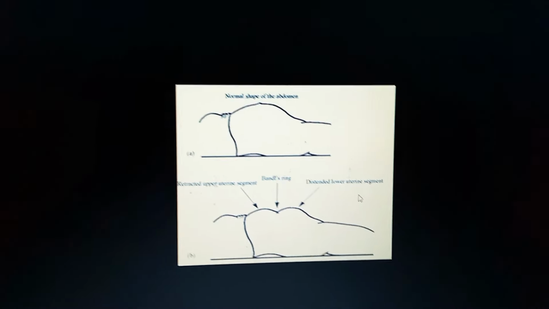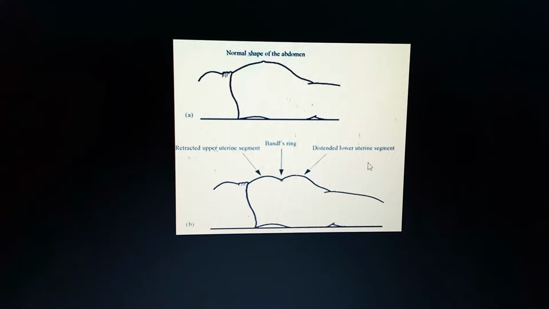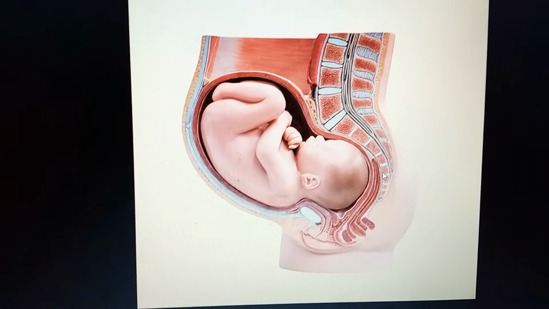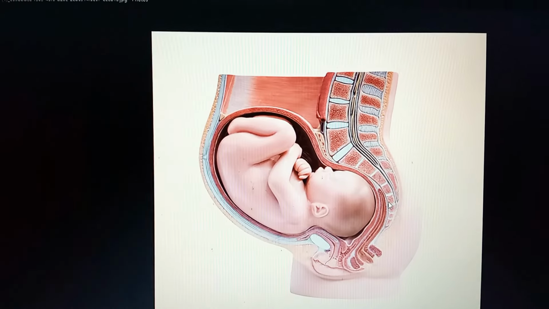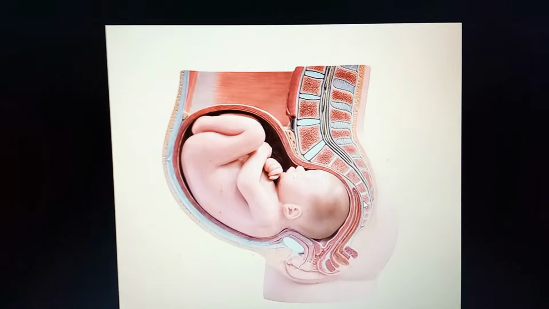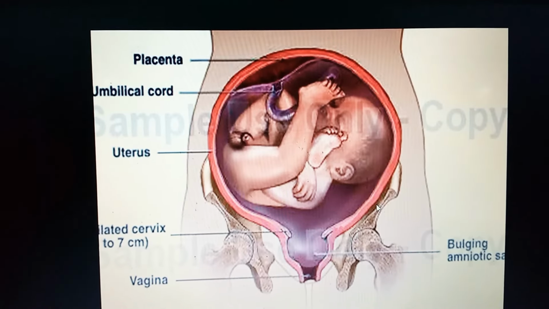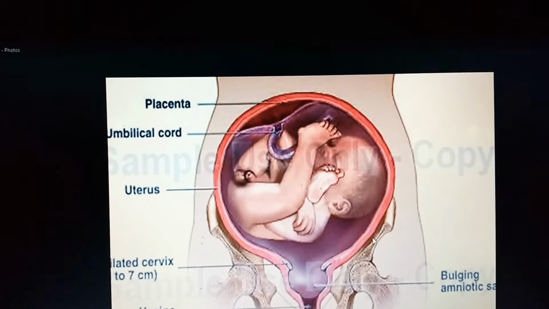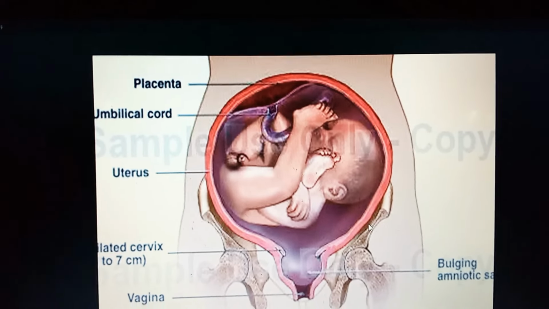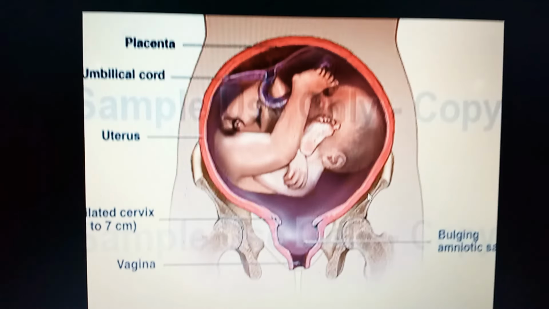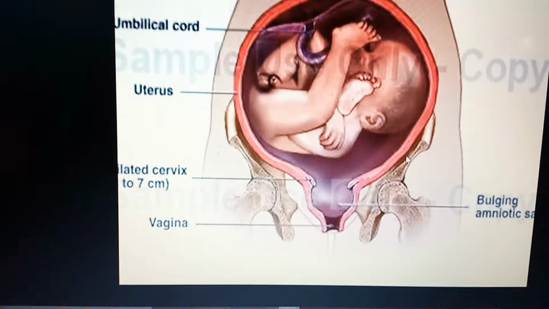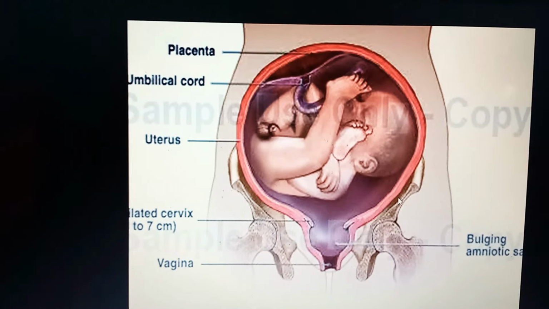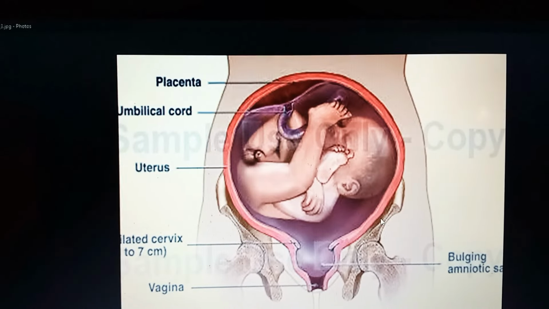Then the other feature that can be noted on inspection is a full bladder. When you go to your palpations now, this obstruction can be due to malpresentations. So there can be a malpresentation which can be felt, if the obstruction is due to malpresentations. There can also be no advance of the presenting part.